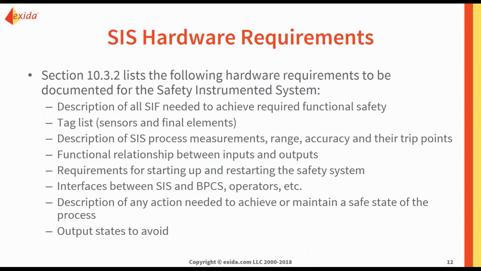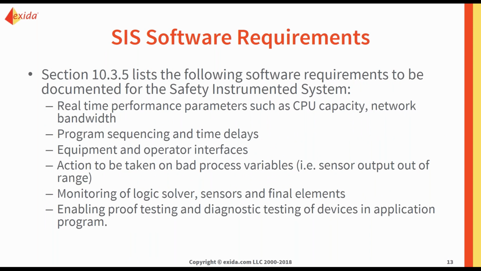So for the hardware requirements, the standard wants you to document a description of all the SIFs needed to achieve the required functional safety, a tag list, a description of SIS process measurements, range, accuracy, and their trip points, the functional relationship between inputs and outputs, requirements for startup and restarting of the safety system, any interfaces between your SIS and your BPCS, your operators, etc., a description of any action needed to achieve or maintain safe state by the operator, and output states to avoid. So these are your hardware requirements only. And these are shown in section 10.3.2 of the standard.